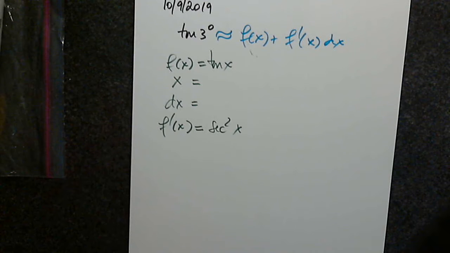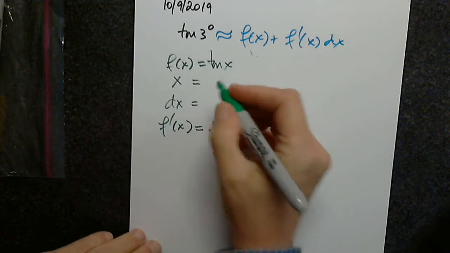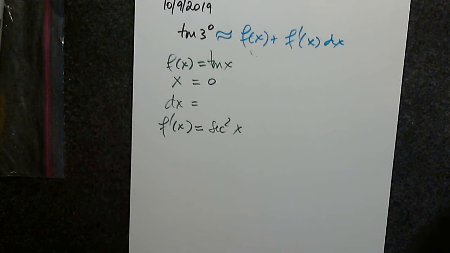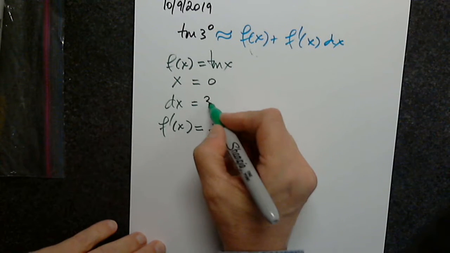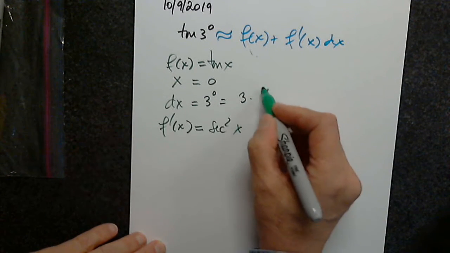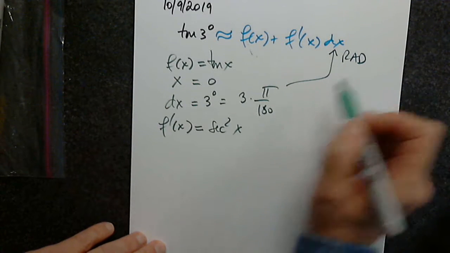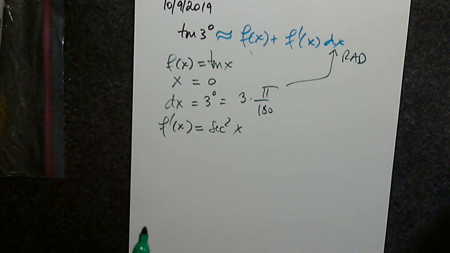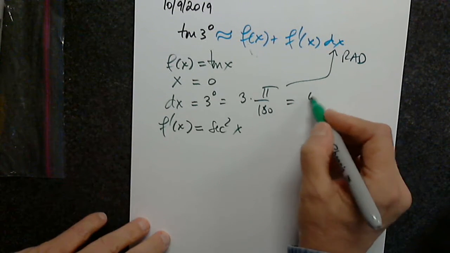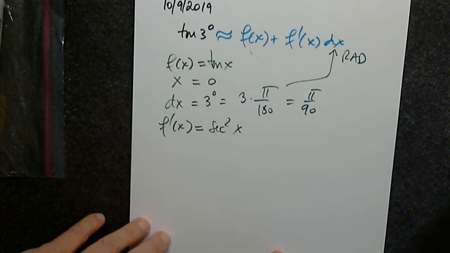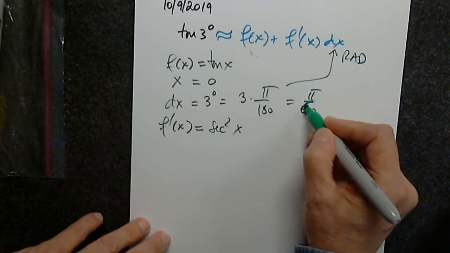X is, very good. X is 0. We know nothing about 3. So then dx is 3 degrees, which is 3 multiplied by pi over 180, because in here it has to be in radians. Inside a function, it doesn't matter if it's 0 degrees or 0 radians or pi over 6 or 30 degrees. So this will be pi divided by 60. I'm sorry, 60, of course.